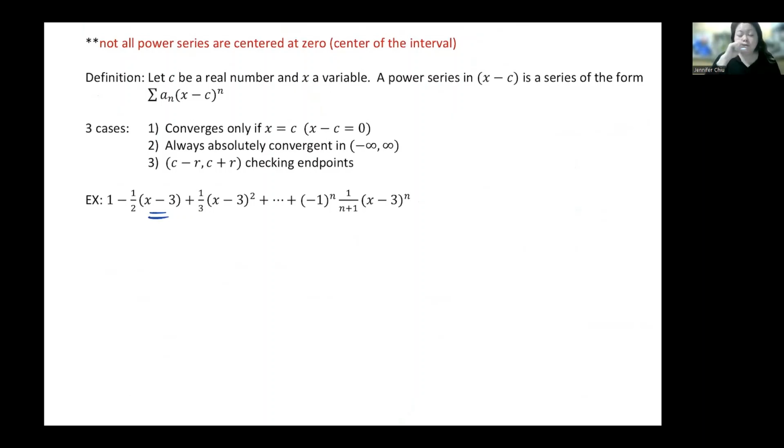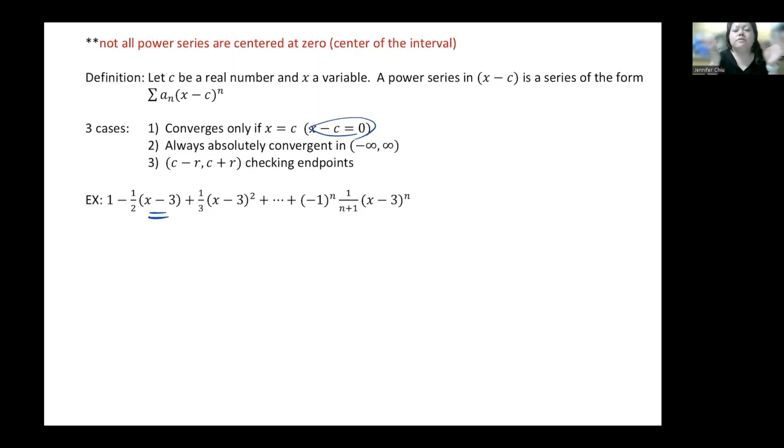Okay, so we do start the same exact way, and the definition is all the same as well, except that now it says it converges if x equals c. So you're really just solving for x minus c equals 0, right? So that's condition 1, and there's condition 2. It's always absolutely convergent in the entire thing, in all x's, so in negative infinity to infinity. And then you have this c minus the radius, c plus the radius.